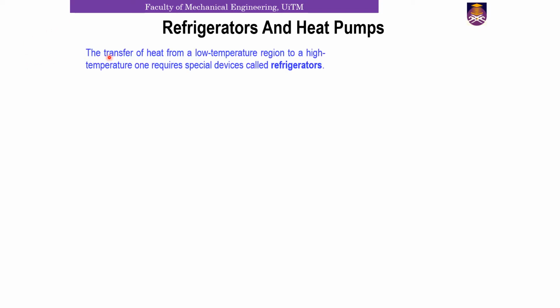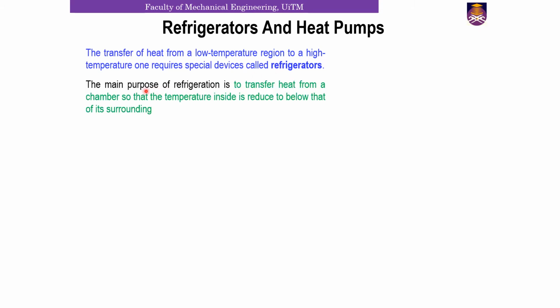Now we will cover what is a refrigerator and what is a heat pump. Now we know from the science of heat transfer that heat is transferred only from the hot region to the cold region. You cannot have heat transfer from the cold region to the hot region. But in refrigerators, the transfer of heat is from a low temperature region to a high temperature region. So this is not natural. In order to do this, you need a special device. And this special device is called a refrigerator.